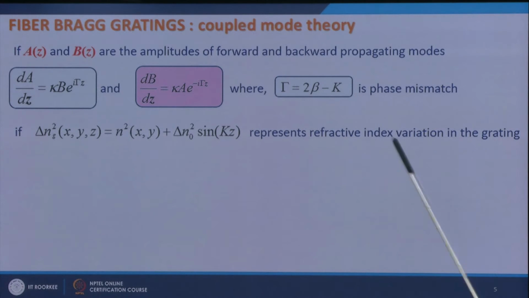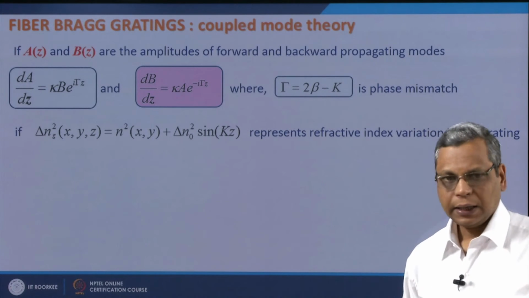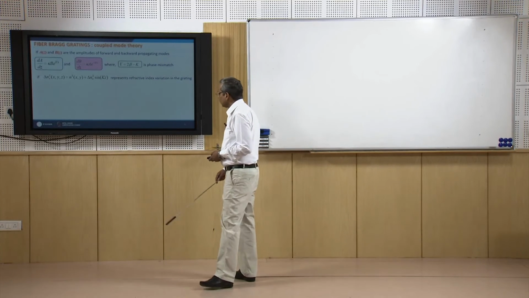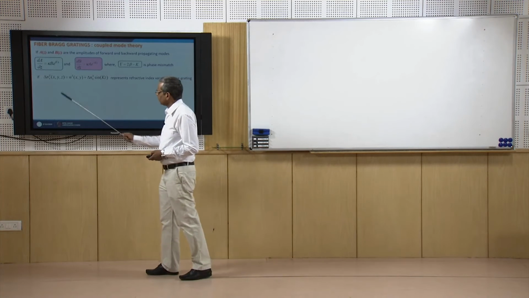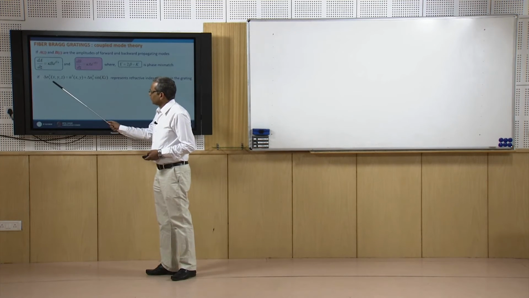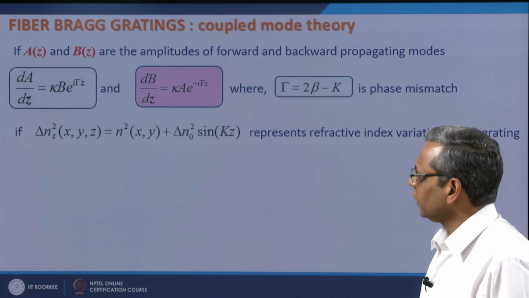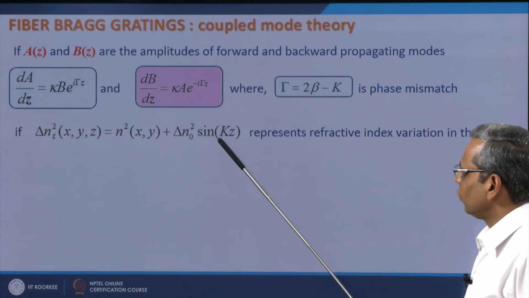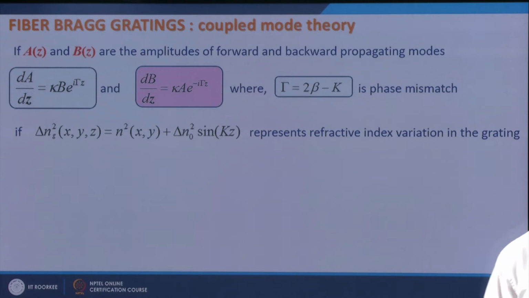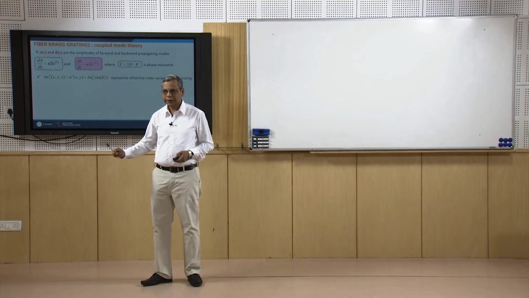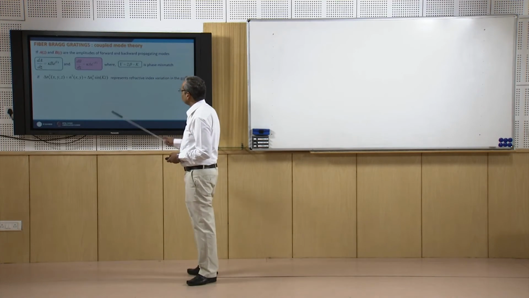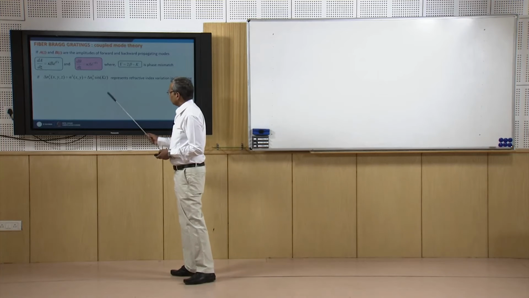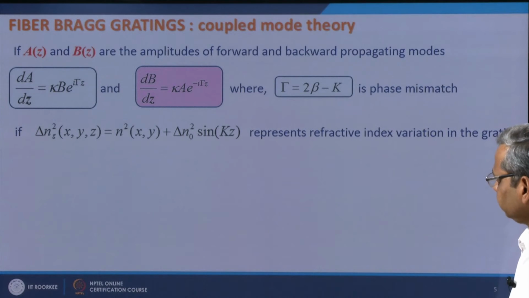Now, this coupling between the two modes occurs due to the periodic refractive index modulation, and in the grating region, if I write down the refractive index, then I can write it as n g square of x y z, where g refers to grating, equal to n square of x y plus delta n 0 square sin K z, where I have considered this periodic refractive index modulation as sinusoidal. So, this is a sinusoidal refractive index modulation with a spatial frequency or wave vector K.